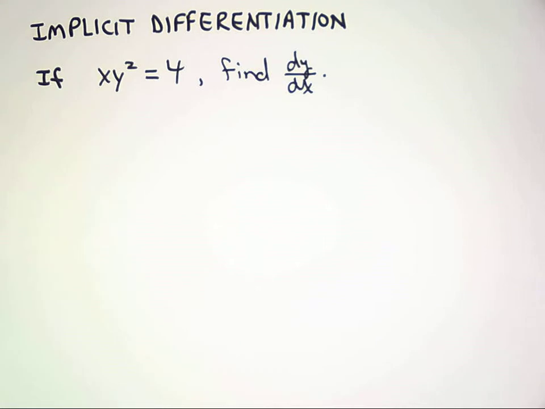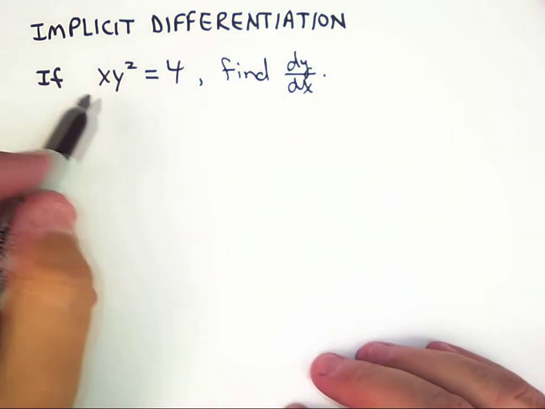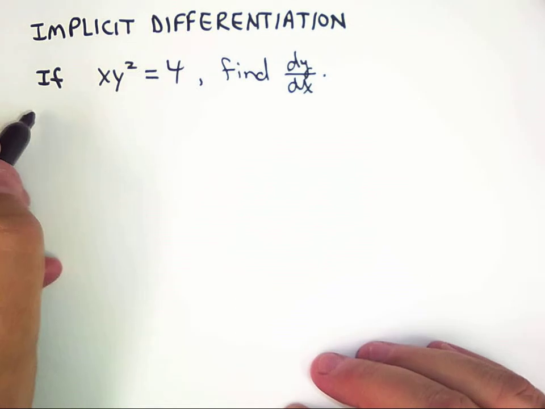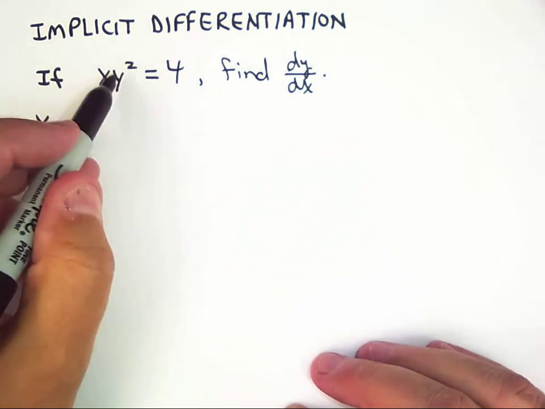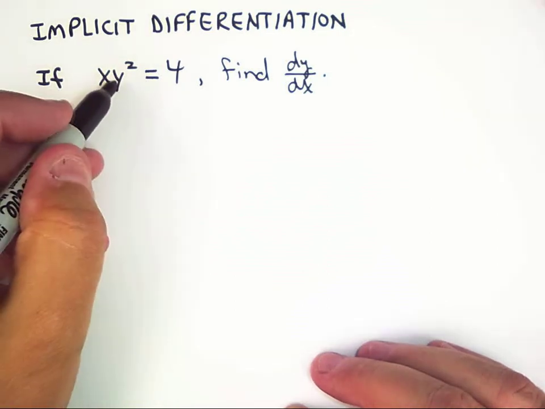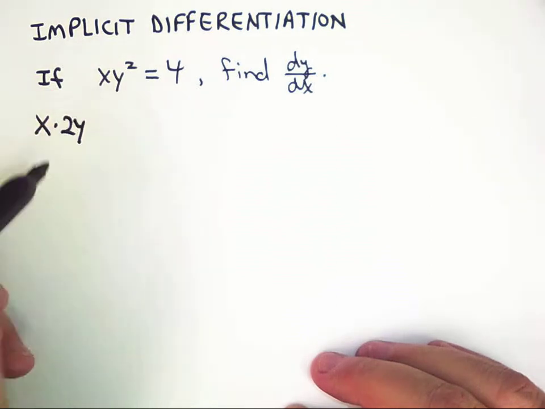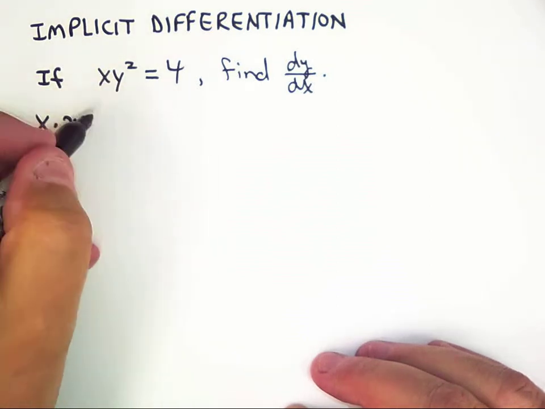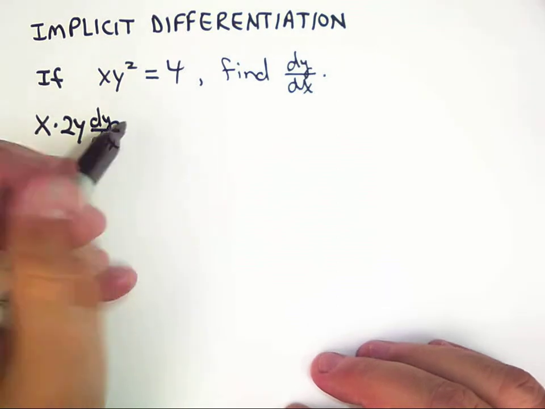This time, I have a product rule on the left. So the product rule says to find the derivative, I take the first factor, which is an x, multiply by the derivative of the second factor. The second factor is y squared, but y is a function of x, so it'll involve the chain rule. So I get 2y, and the 2 comes down to 1, but then I have to take the derivative of the base, and the derivative of y is dy over dx. That's the first half of the product rule.